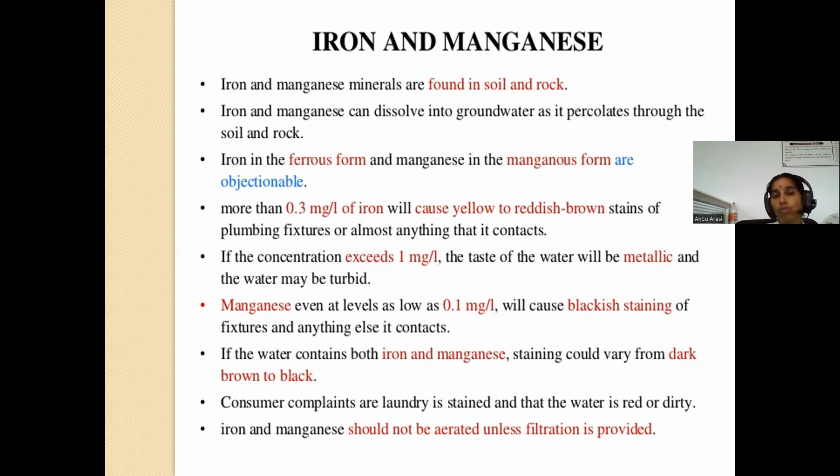If the concentration exceeds 1 milligram per liter, the taste of water will be metallic and the water may be turbid. Manganese, even at levels as low as 0.1 milligram per liter, will cause blackish staining of fixtures and anything else it contacts. If the water contains both iron and manganese, staining could vary from dark brown to black. Consumer complaints are that laundry is stained and that the water is red or dirty. Iron and manganese should not be aerated unless filtration is provided.